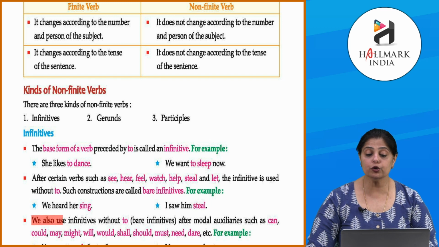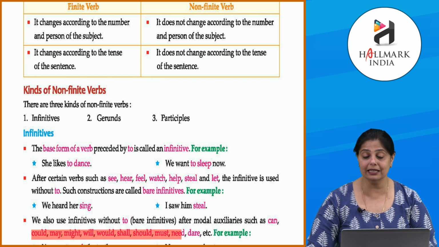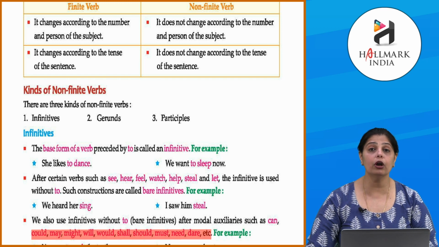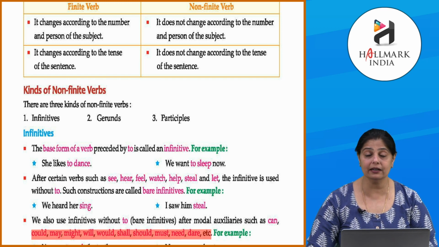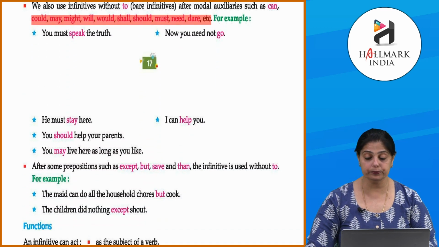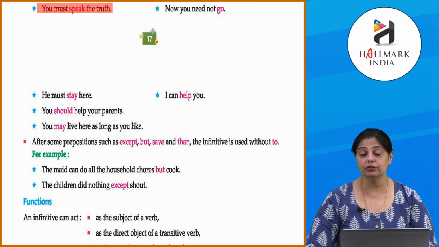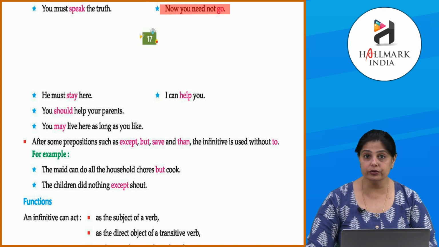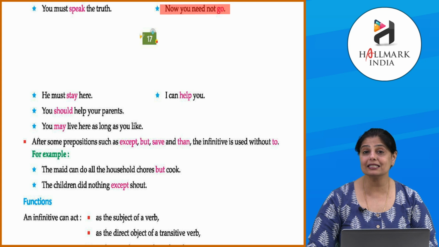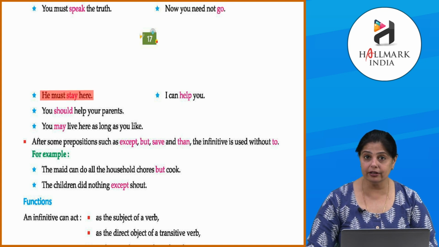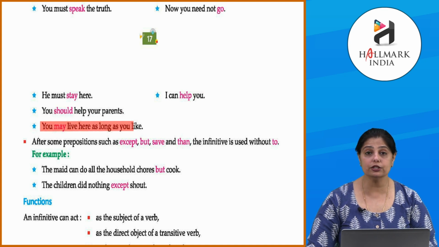Okay. We also use infinitives without to, which is the bare infinitive, after modal auxiliaries such as can, could, may, might, will, would, shall, should, must, need, dare, etc. These are all modal auxiliaries, and before the verb we don't have to apply a to. You must speak the truth. Now you need not go. These are examples of this kind of infinitive. He must stay here. I can help you. You should help your parents. You may live here as long as you like.